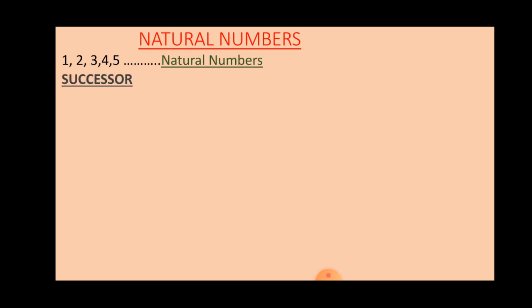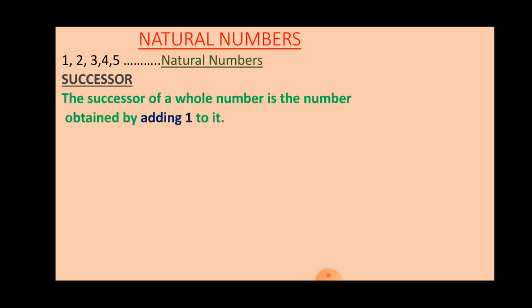Now here comes another term, successor. So children, for any given number we can obtain its successor by adding 1 to it. Let's take one example here, like 20. When we add 1 to this, we get the successor as 21.